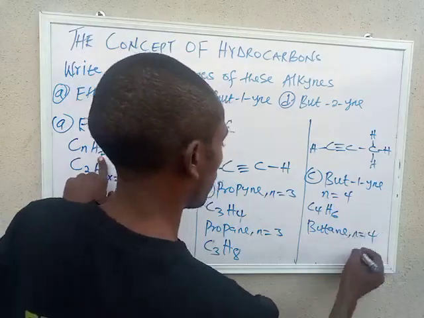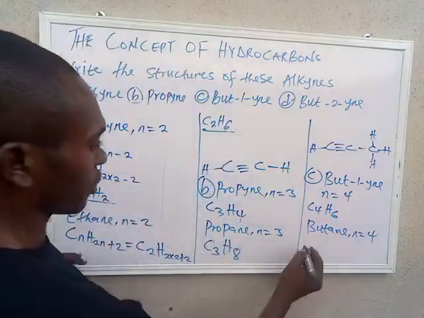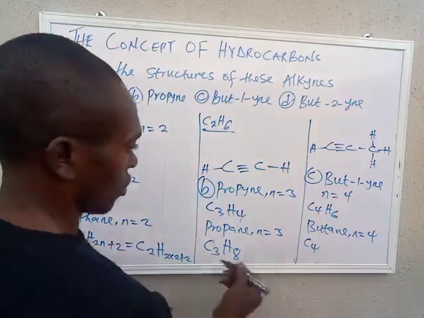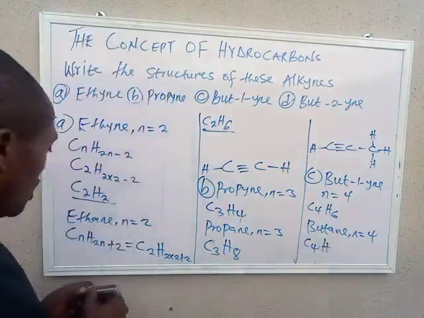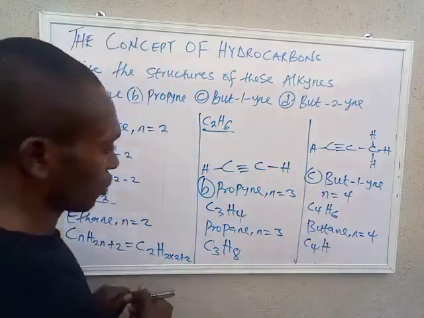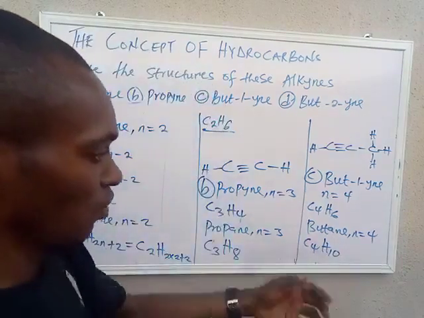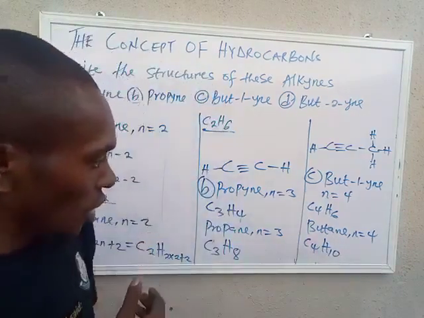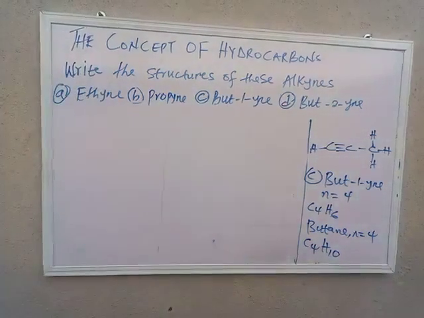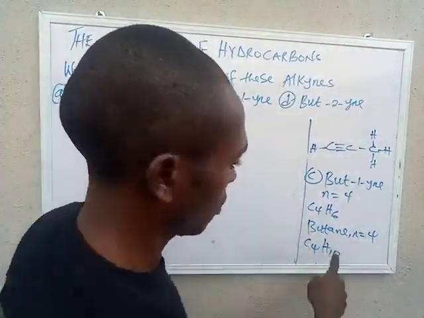N is 4. So we are going to have, don't forget, this is the formula. We have C4H, 2 times 4, 8. 8 plus 2, we have 10. So this is the formula for butane, C4H10. Now, let's wipe so that we can continue. Okay, so this is that of butane.